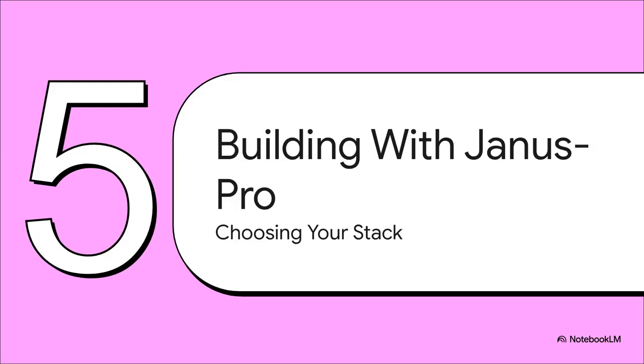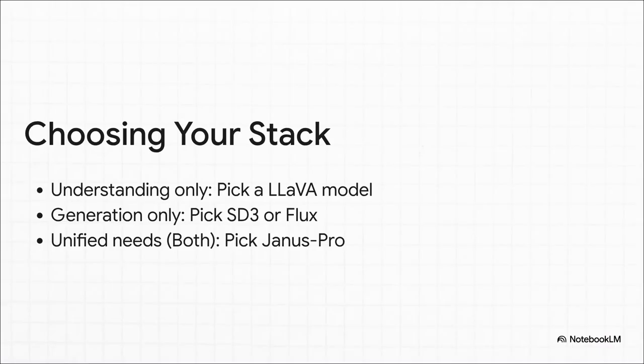Section 5, Building with Janus-Pro and Choosing Your Stack. Now that we understand the raw power of this architecture, let's talk about when you should actually implement it. As brilliant as decoupled encoders are, they do add some architectural complexity. 2 tokenizers mean 2 distinct input paths to maintain and 2 sets of fail modes to debug, right? So don't over-engineer. If your product only needs image understanding, just grab a Lava family model. If you only need generation, go with Stable Diffusion 3 or Flux. But if your product demands frontier-level unified capabilities, meaning doing both tasks seamlessly, Janus-Pro is now your reference open architecture.